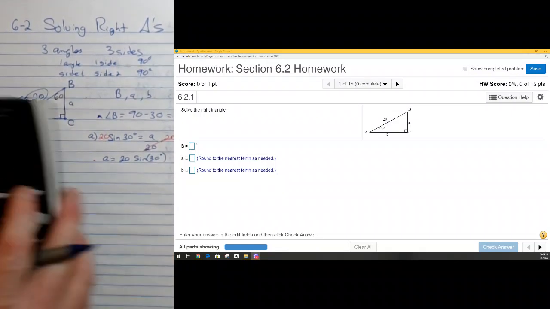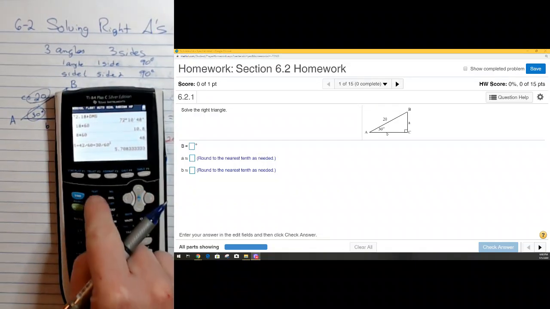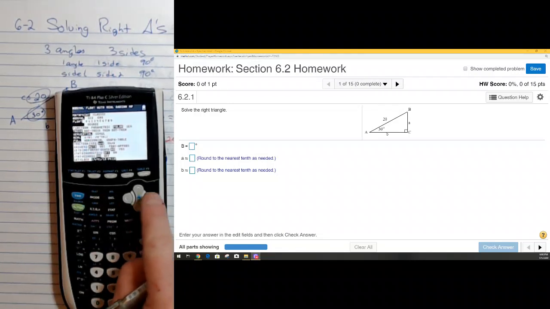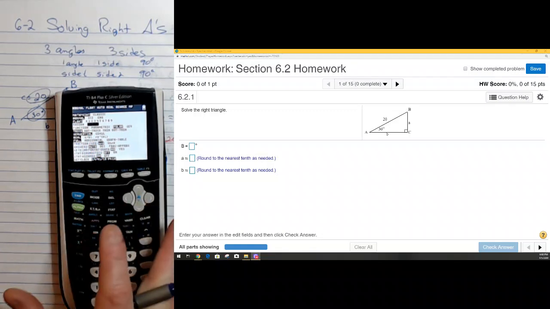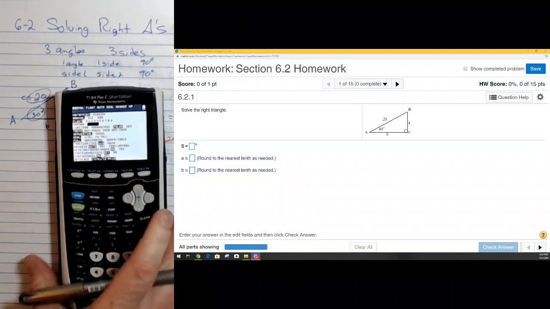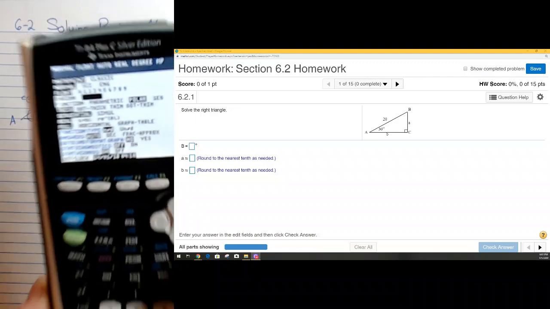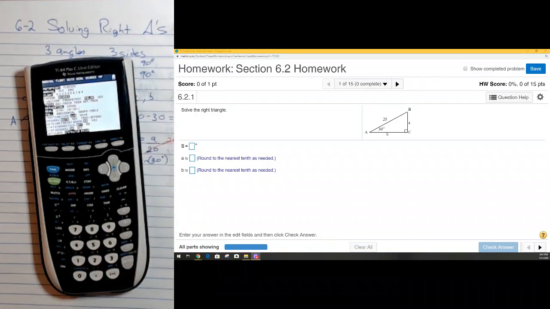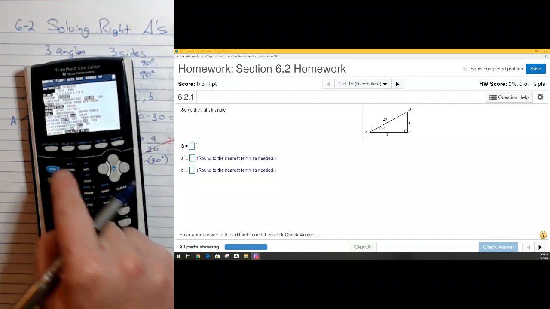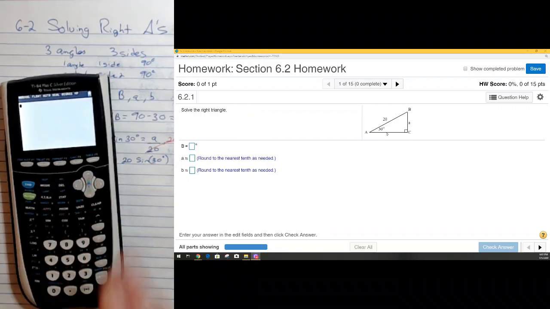Now, when you do this on your calculator, what you want to make sure that you're doing here is that you are in degree mode. So I'm pressing mode right here, and I'm going to make sure that I'm in degree mode. Most of your calculators, especially the graphing ones, are going to start in radian mode. So you want to make sure that you are in degree mode. You press enter to actually select it, and then you do second mode to quit out. And now I'm going to do my problem. I'm going to do 20 times the sine of 30.